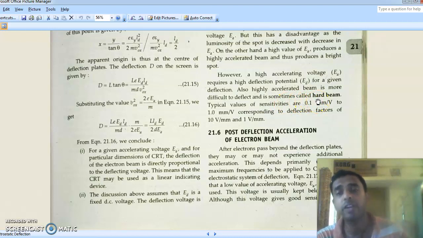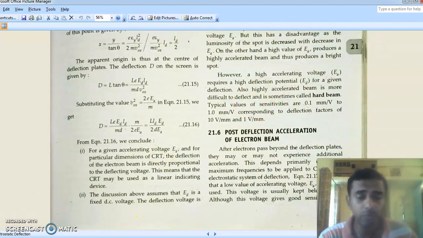A highly accelerated beam will be very difficult to deflect, and such a beam is called a hard beam. So usually these are the values of sensitivity used in CROs, that is 0.5 mm per volt to 1 mm per volt. So this is the thing we have to remember in the differential system.